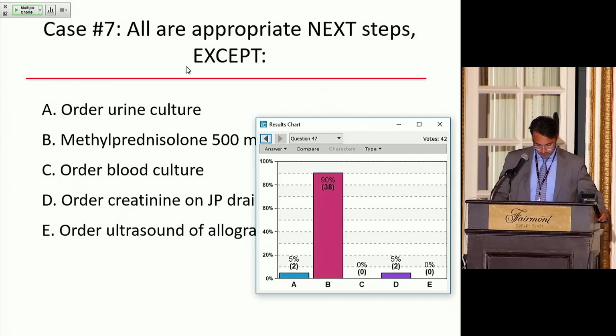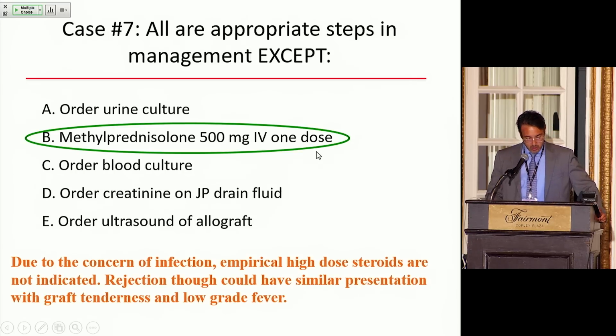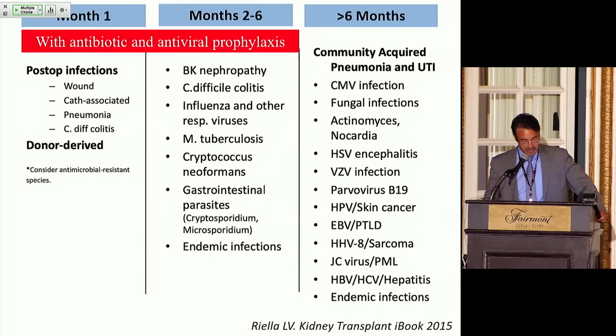All right, so most of you got the right answer. We usually avoid as much as possible any empirical treatment with steroids. If you're concerned about rejection, you get a biopsy. In this case, we're more concerned about infection than anything else. But sometimes a rejection, particularly in patients with lower immune suppression, can present with fever and tenderness over the allograft.